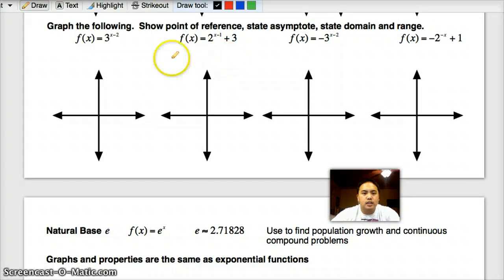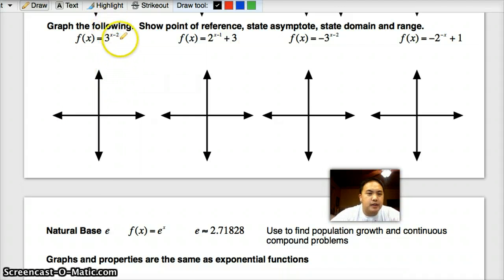All right, 3 to the x minus 2. First of all, some of you are wondering, what does this 3 mean? What does this 2 mean? For all intents and purposes, remember it makes it skinnier, but we're not going to worry about that for now. Remember, if this number is really big, like 100, the graph gets skinnier quickly. It's sort of compressed. But we're not going to worry about that.